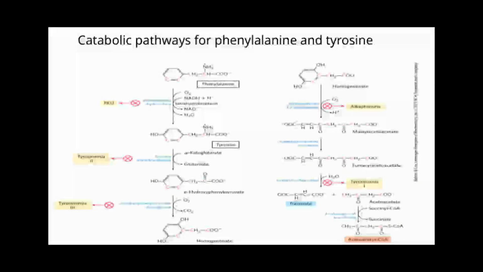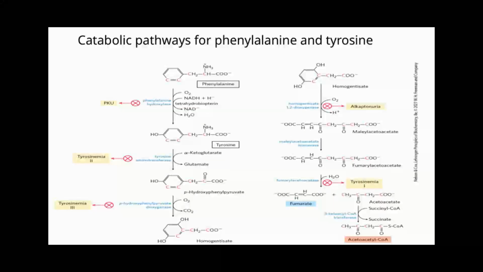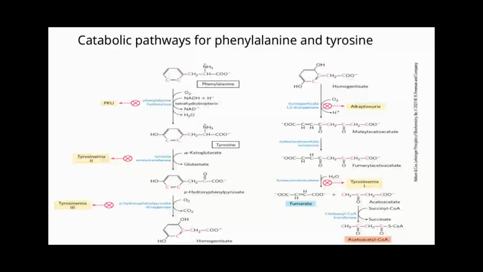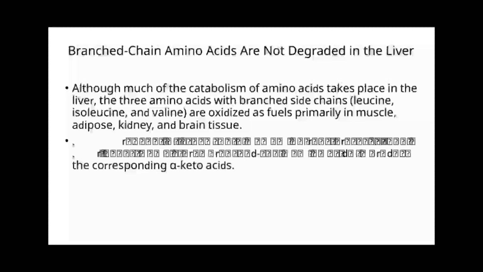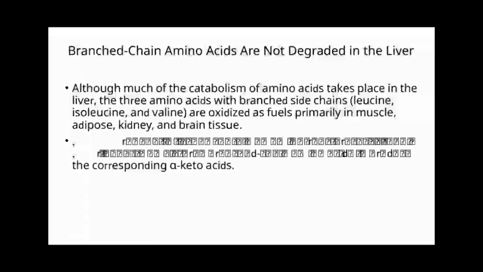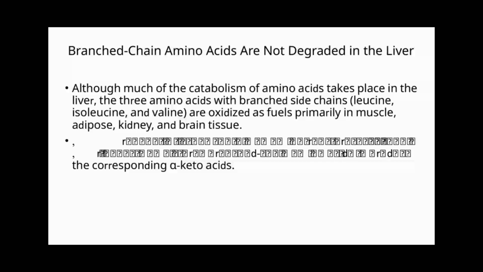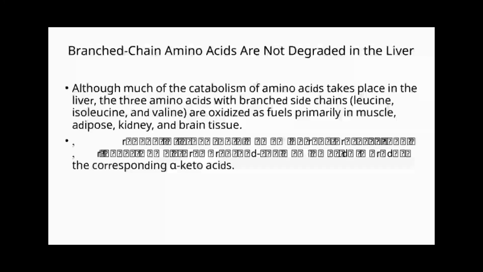Although much of the breakdown, or catabolism, of amino acids happens in the liver, there are some exceptions. Specifically, the 3 amino acids with branched side chains, leucine, isoleucine, and valine, are mainly oxidized as fuels outside the liver. You'll find these processes occurring in muscle, adipose tissue, kidney, and brain tissue. These extrahepatic tissues have a unique enzyme called an aminotransferase, which the liver itself doesn't have. This enzyme acts on all 3 of these branched-chain amino acids to convert them into their corresponding alpha-keto acids.